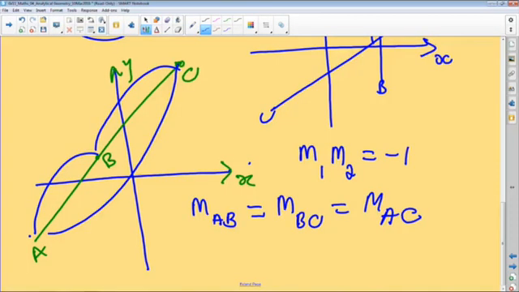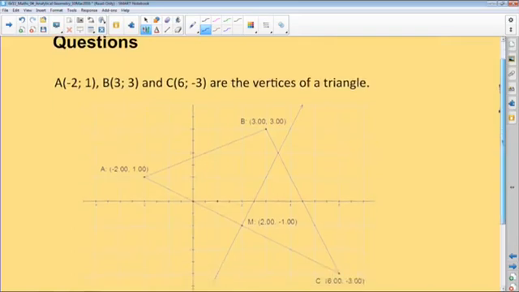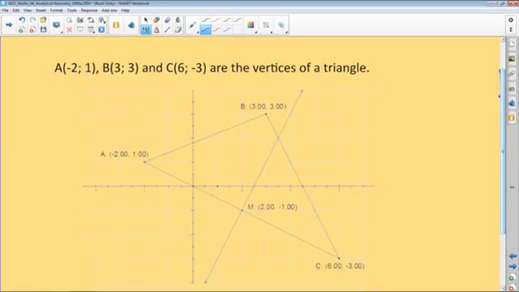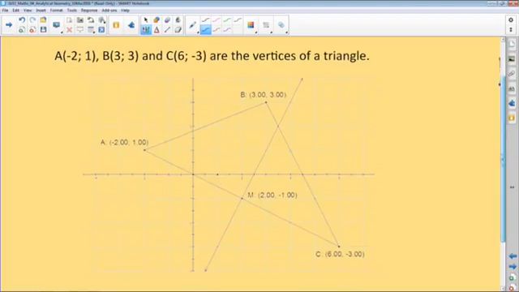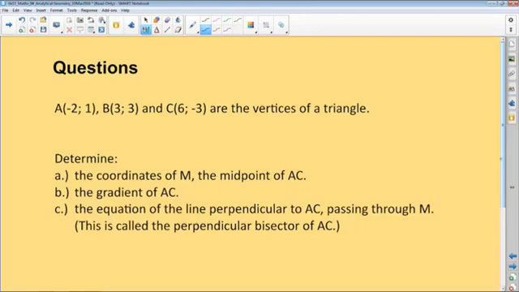All right, so now let's get to some bit of revision. We've got this question. A is (-2, 1), B is (3, 3), and C is (6, -3) are the vertices of a triangle. The picture was drawn for you, so you've got A, B, and C. Now you need to determine the coordinates of M, the midpoint of AC.